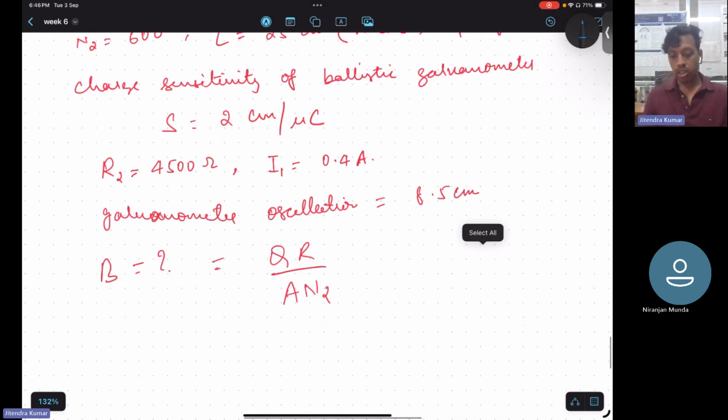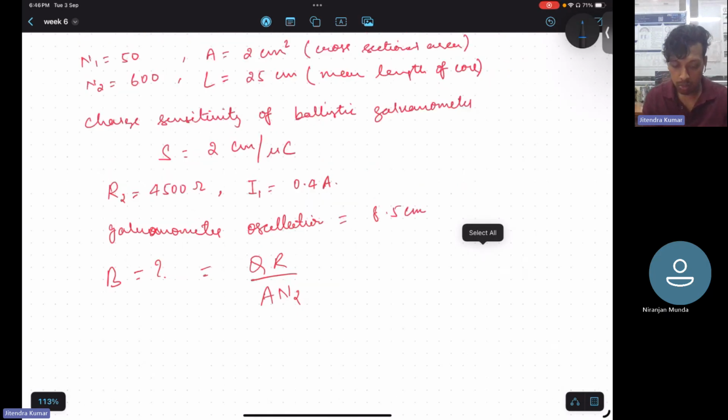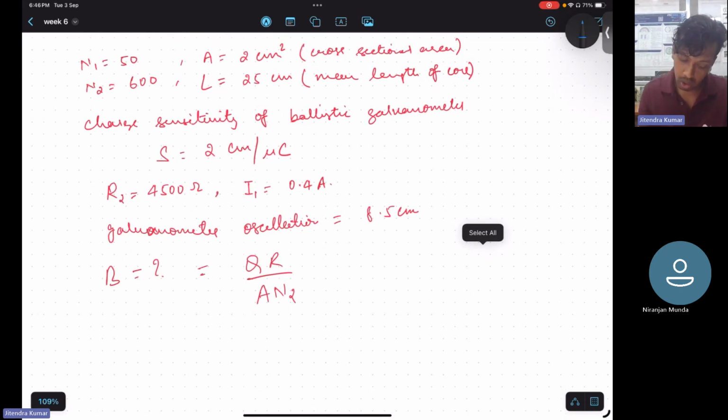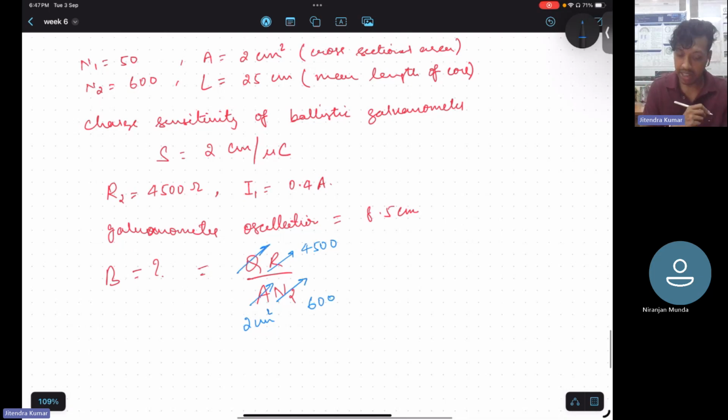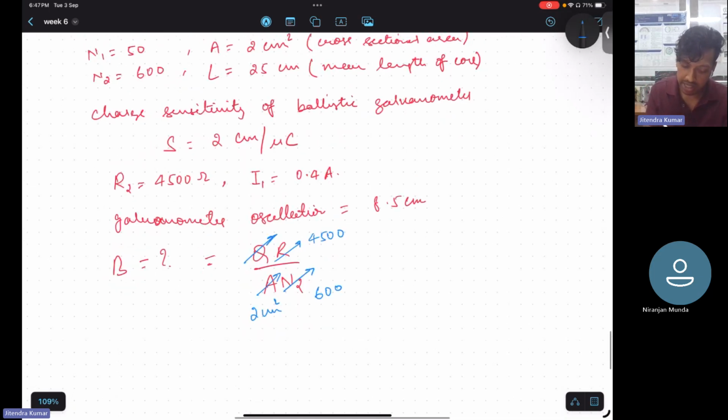Out of 4 unknown parameters, how many do we know? So we know R. R is nothing but 4500. Area is given 2 centimeters square. N2 is given 600. Q is not given directly, but charge we can calculate from the units. If you do not know charge and sensitivity, no need to worry, just focus on the units.